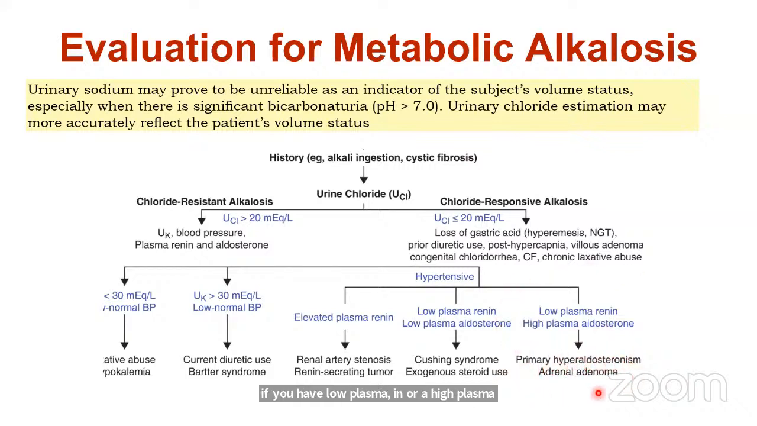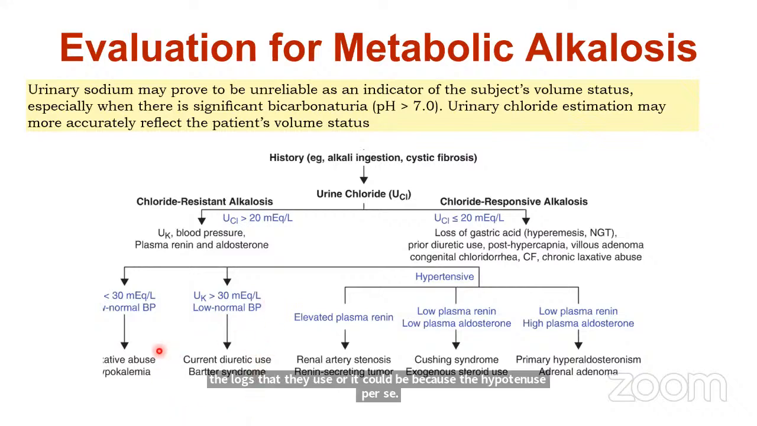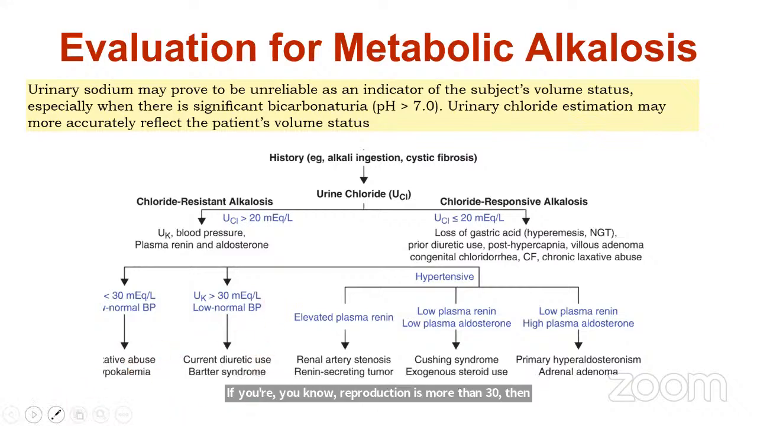If your blood pressure is low or low normal, then you have to see the urinary potassium level. If the urinary potassium is low, then it could be because of laxative use, or it could be because of the hypokalemia per se. If your urinary potassium is more than 30, then it is because of diuretic use or because of tubular dysfunction, that is Bartter syndrome. Next slide, please.